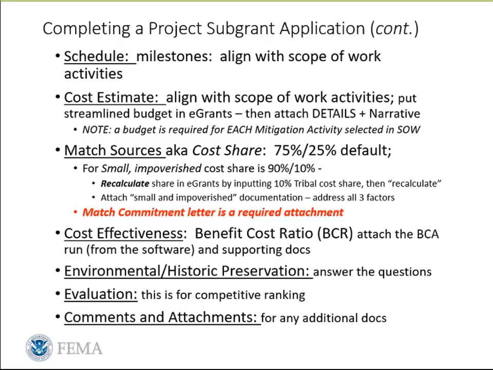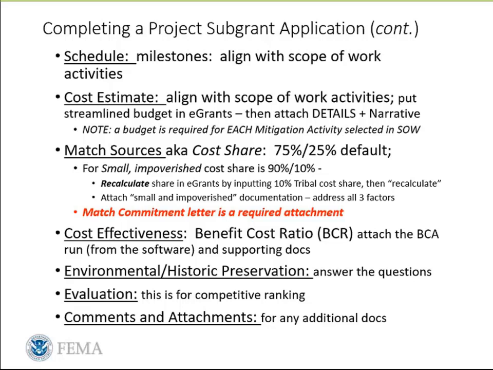Match sources is the next section. Again, that's standard at 75-25% default. But many tribes qualify for a small and impoverished community cost share of 90-10. So it's 90 federal, 10 tribal.